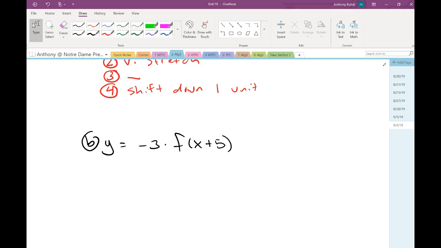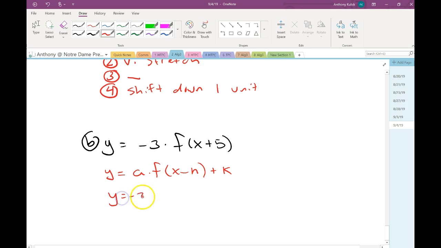So my first job is going to be to try to rewrite this in the general form. Remember that our general form is that. So y equals negative 3 times. Notice here in the general form I have x minus h, but in my problem I have x plus 5. How can I rewrite x plus 5 as a subtraction problem?